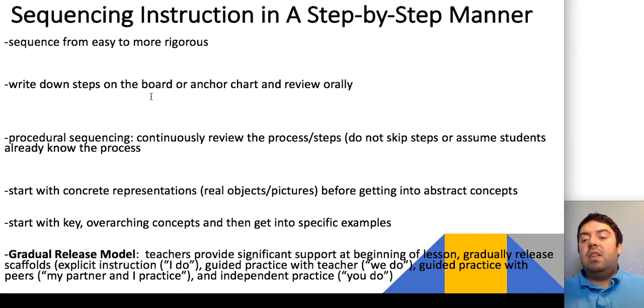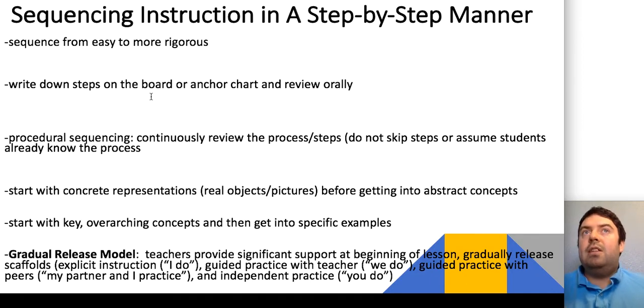Another thing is to sequence instruction in terms of a release of responsibility. So by that, at the beginning of a new lesson, the teacher should be doing most of the modeling, the explicit instruction, the explanation. The teacher really needs to provide plenty of support for those students because it's something they haven't seen before. So the teacher should be actually physically doing the process that they're teaching, or doing practice problems, or explaining their thinking out loud, doing a think aloud.